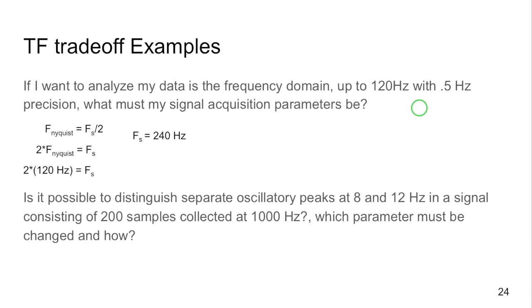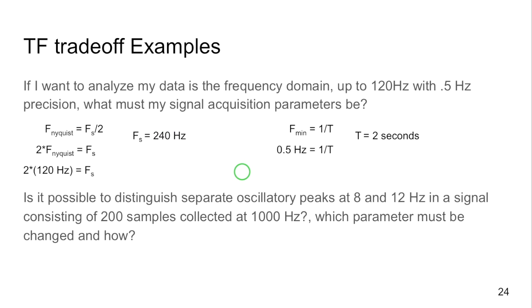What about my frequency precision? Well, I know that my fmin is the inverse of my duration. I want half a hertz, so I need to record for 2 whole seconds in order to achieve sufficient frequency resolution to distinguish signals that are only separated by half a hertz. And of course, these are minimums, and in reality, I'd probably want to be more conservative and have more time at a higher sampling rate.